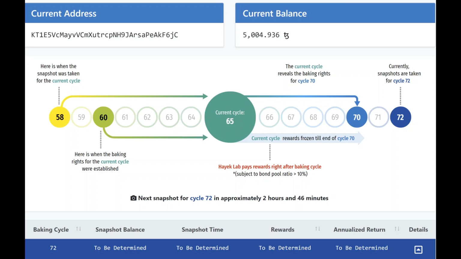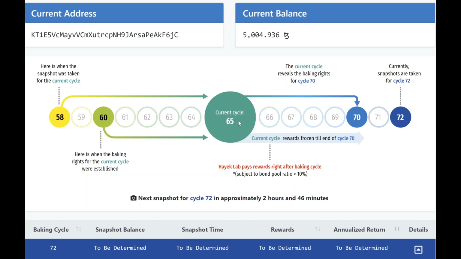Our dashboard was designed with clarity and ease of use in mind. Let me introduce you to all its features. First, let's start with our cycle explanation graphic at the top. When you go to our dashboard at hayeklab.com/dashboard, you'll notice the graphic at the top, with the current cycle shown in the middle. At the time I'm making this video, the current cycle is cycle 65.